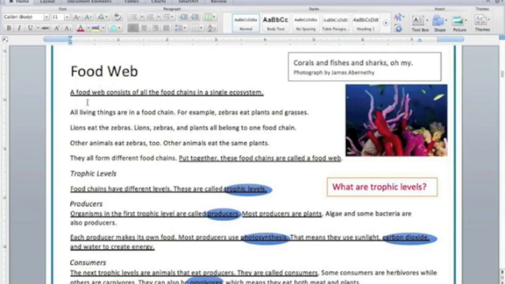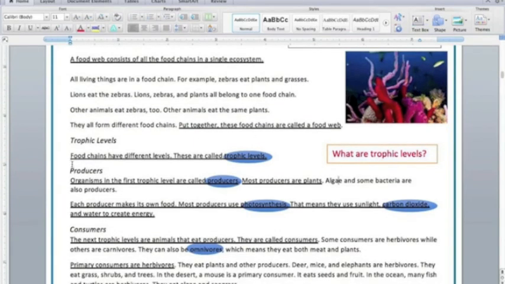Food web. A food web consists of all the food chains in a single ecosystem. Immediately, I underline that because it helped me to understand what a food web is. All living things are in a food chain. For example, zebras eat plants and grasses. Lions eat the zebras. Lions, zebras, and the plants all belong to one food chain. Other animals eat zebras too. Other animals eat the same plants. They all form different food chains. Put together, these food chains are called a food web. I also underlined the last sentence because, again, it helps me to understand what a food web is.